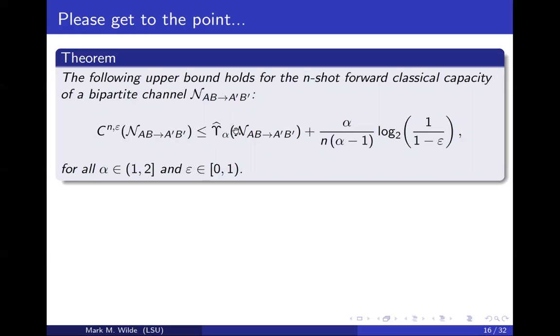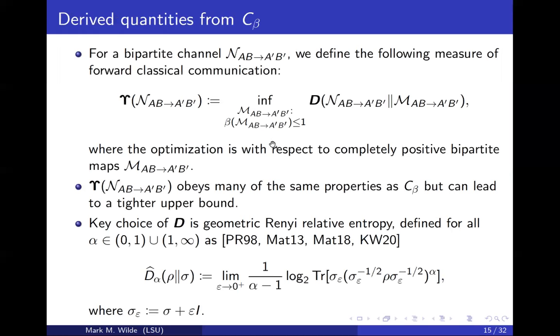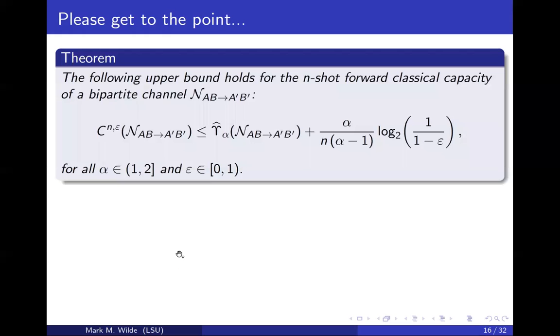So we get the Upsilon information derived by setting the generalized divergence to be the geometric Rényi relative entropy. We get this bound plus a correction term related to finite size effects. So that's the kind of thing we get.